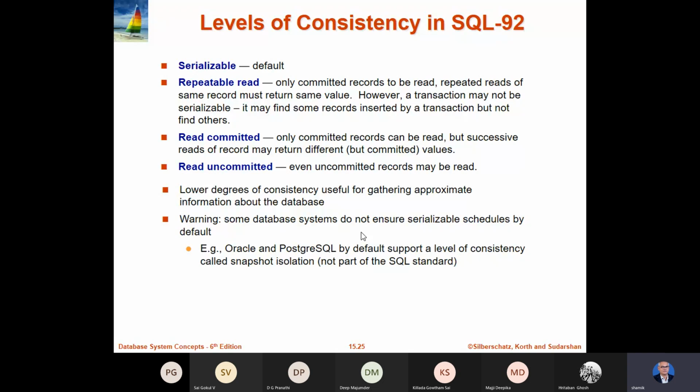The final one, read uncommitted, means that even uncommitted records may be read. So if T1 first reads the balance of account number 1 as 100, and then T2 changes it to 150, now T1 reads it again, it will read 150, but T2 did not commit. T1 reads 150 and proceeds. But if T2 now rolls back, T2 did not commit that value 150, yet T1 in its second pass went ahead and read that value of 150 and proceeded. That is called read uncommitted. So even uncommitted records may be read, and that is the weakest level of consistency.